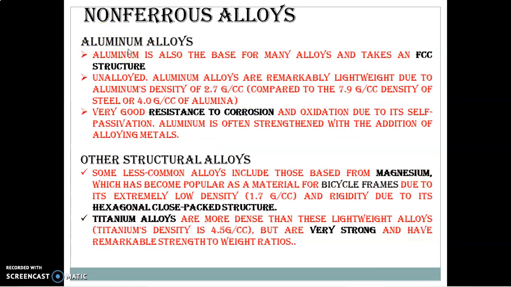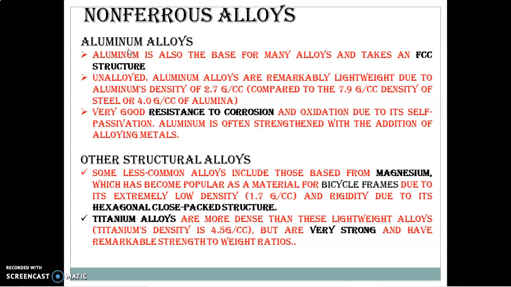In non-ferrous alloys, considering aluminum alloys, aluminum is also the base for many alloys and takes a face-centered cubic structure. So FCC, we know that it is ductile, while body-centered cubic is harder. Unalloyed aluminum is remarkably lightweight, and aluminum density is 2.7 gram per cubic centimeter.